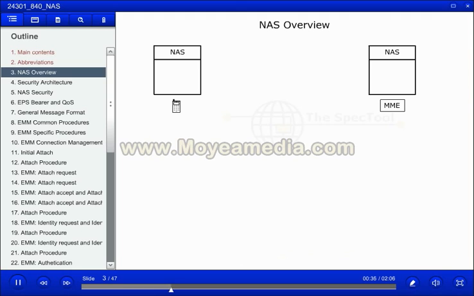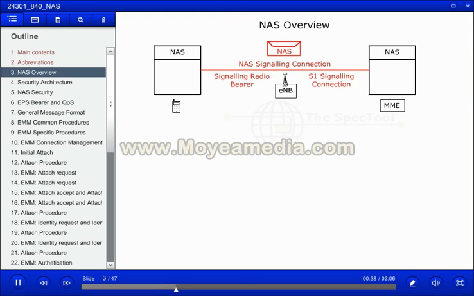The NAS signal connection is a logical connection between the UE and the MME. Between the UE and the eNode B, the NAS is carried by a signaling radio bearer, and between the eNode B and the MME, it is carried by an S1 signaling connection.